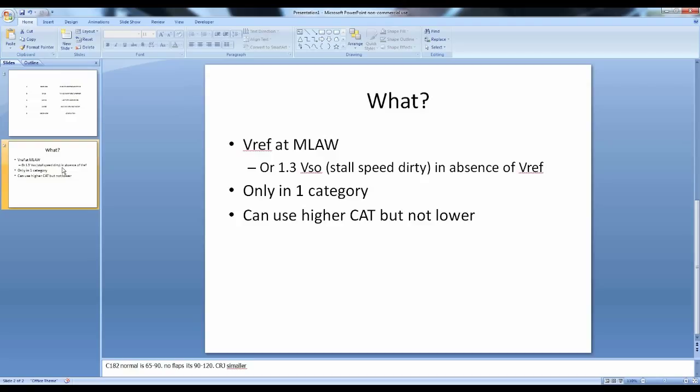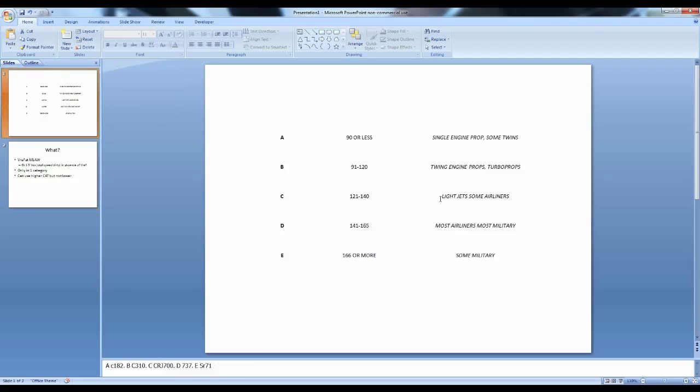You can only be in one category, and you can only use higher cats, but not lower. For example, if you're normally in Cat B, but for some reason you have to operate at a speed that puts you in Cat C, then you use Cat C minimums. You can only use higher categories, not lower ones. So if you're normally Cat C, but something's happened and you can operate in Cat B, you can't use Cat B minimums. You still have to use Cat C.